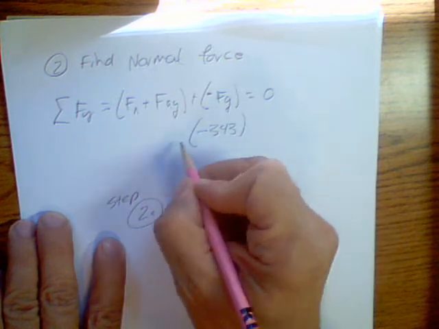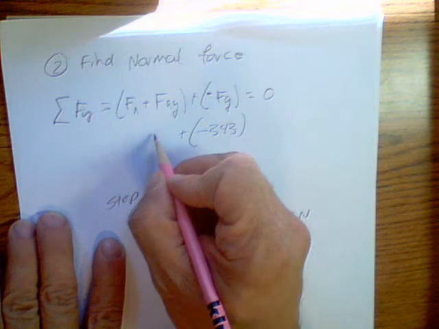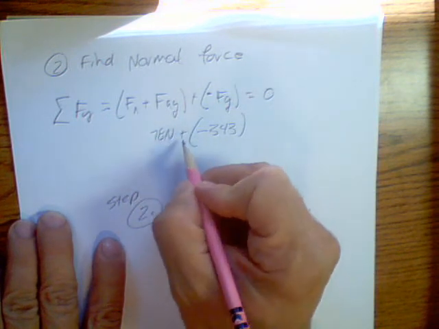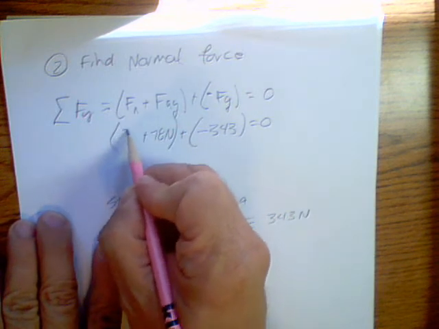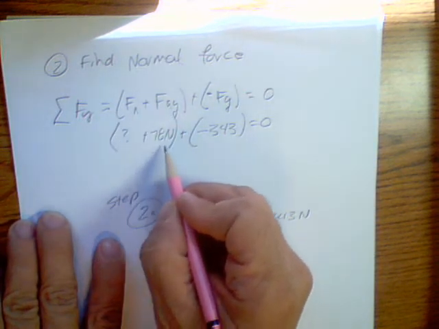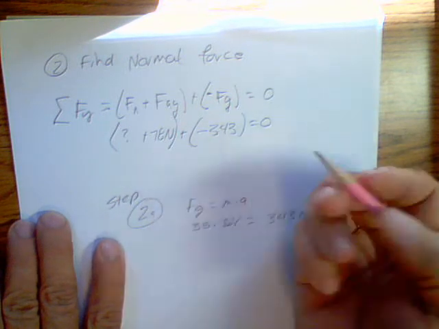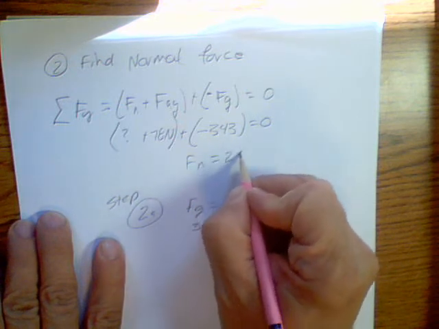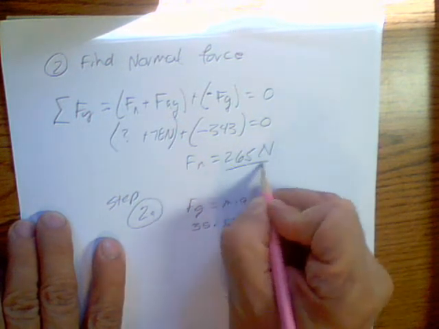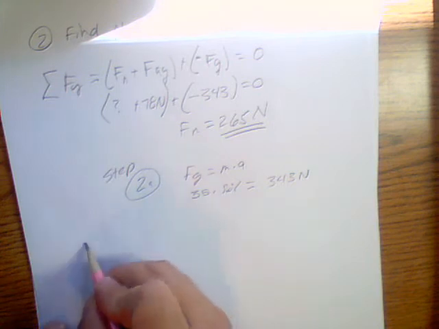So we know that this is 343 newtons, and we know that we just found this, which we said was 78 newtons, right? So we've said that all this equals 0. So this plus this has got to equal 0. So just subtract that from that, and we should get F sub n, which is the normal force, is going to be 265 newtons. All right. So we need the normal force. Right? So now that we have the normal force, we're ready to go on to step 3.